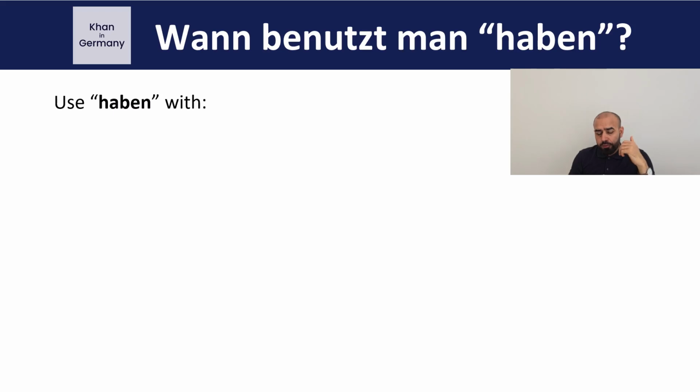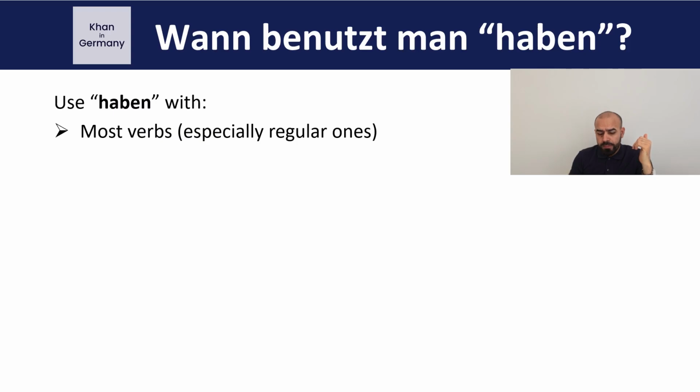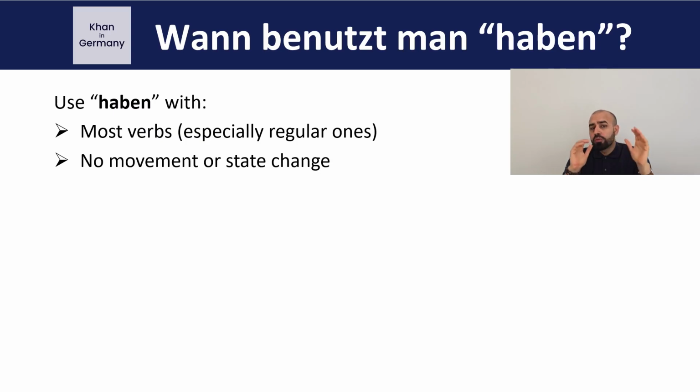Wann benutzt man haben? When do you actually use it? You use it for almost all the regular verbs, yeah? Most verbs that are regular by nature, but also a lot of verbs that are irregular by nature. But the situation where haben is mostly used is when there is no movement. This is important because sein is always involved with motion, okay? Getting up, moving, running, driving, all these things you use sein for. So all the no movement associated activities take basically haben as an auxiliary verb for a sentence, okay?